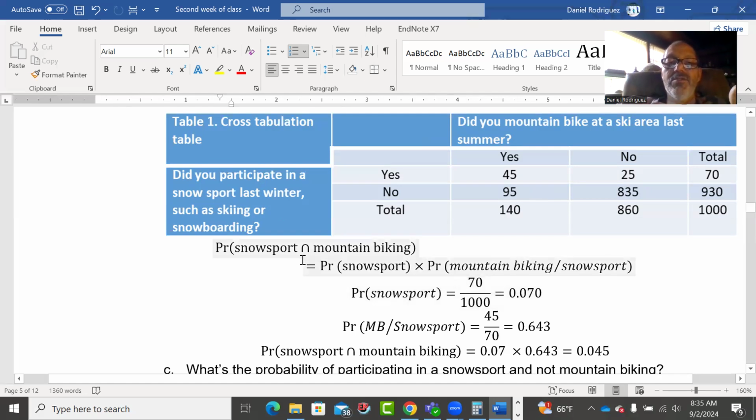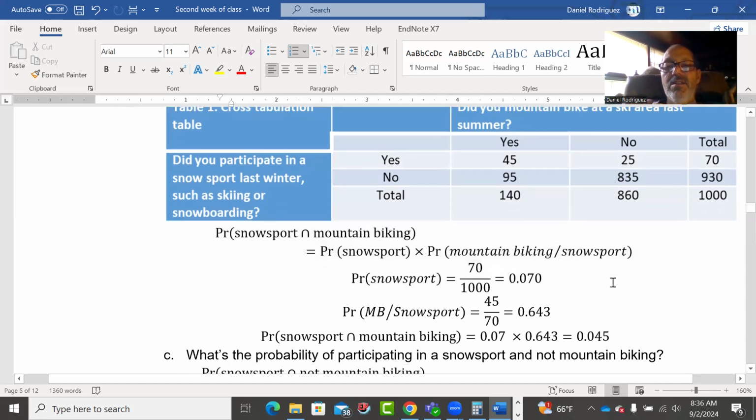So if you have to use the equation, we use the one that I showed you earlier where we rearrange that multiplication rule. To get the probability of snow sport and mountain bike, we do the probability of participating in a snow sport times the probability of mountain biking. So the probability of participating in a snow sport, there were 70 out of 1,000 people who did that, right? So it's 0.070. The probability of mountain biking given one participates in a snow sport. Okay, here's the first time I'm showing you how to calculate a conditional probability just by looking at a table.